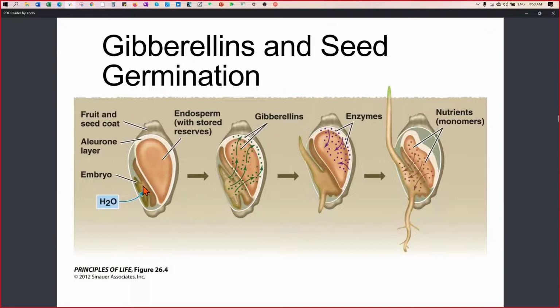seed germination. So the embryo releases gibberellin into the endosperm. This is the endosperm. And this will cause the food reserve in the endosperm, like complex carbohydrate like starch, to break down into monomers, into simpler sugar units. And this sugar can be used by the embryo to germinate so that you get your plumule, the shoot, and also the radicle, the baby roots.